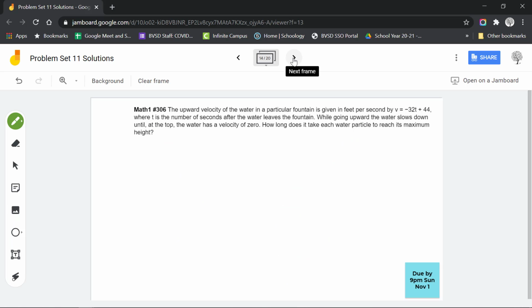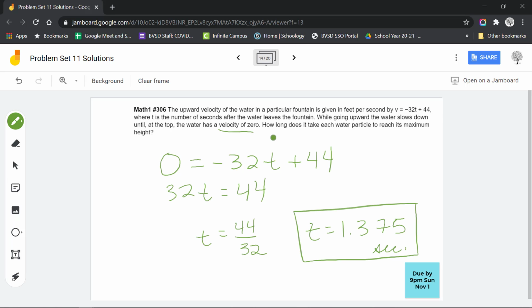So for this one, it tells us that the velocity is going to be 0 at the max height. So we're just going to put 0 for the v, or the velocity, and solve from there. And we get 1.375 seconds. If you wrote that as 1 3/8, that's also good.